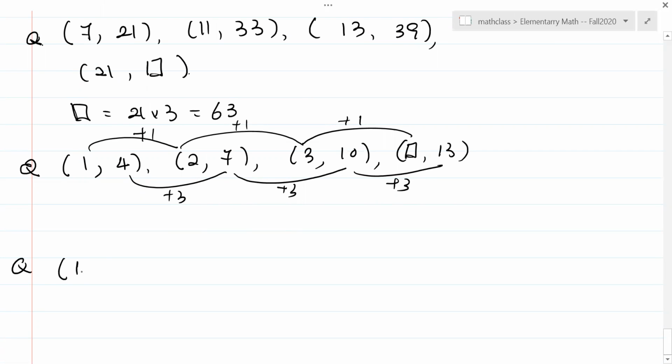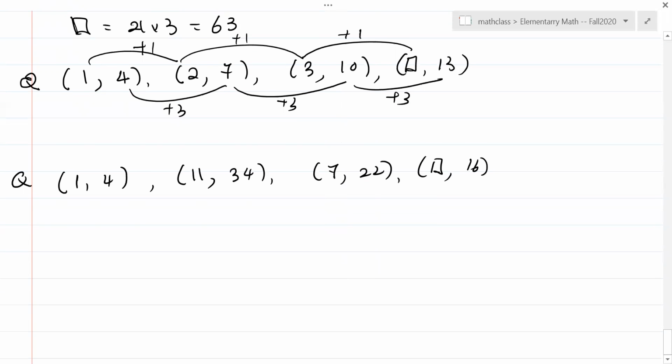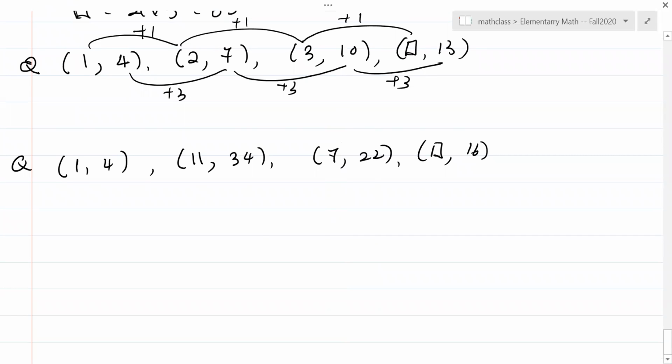So I'm going to still use the 1 and the 4, okay? This time I put the 11 here, okay? Then I jump to 7. Then I put a number here, okay? 16, and what is that number? So this is a little challenge, okay?